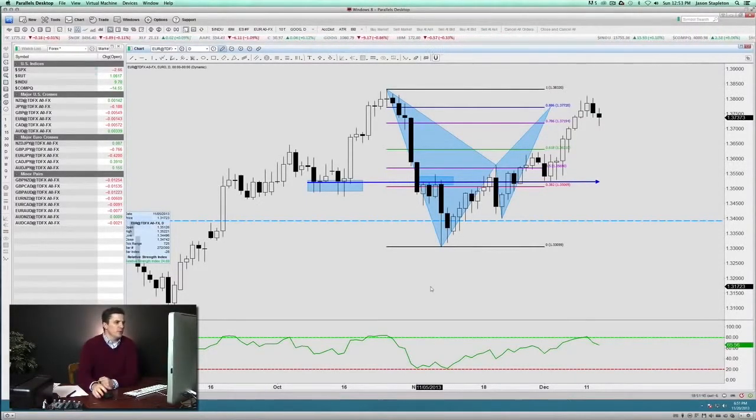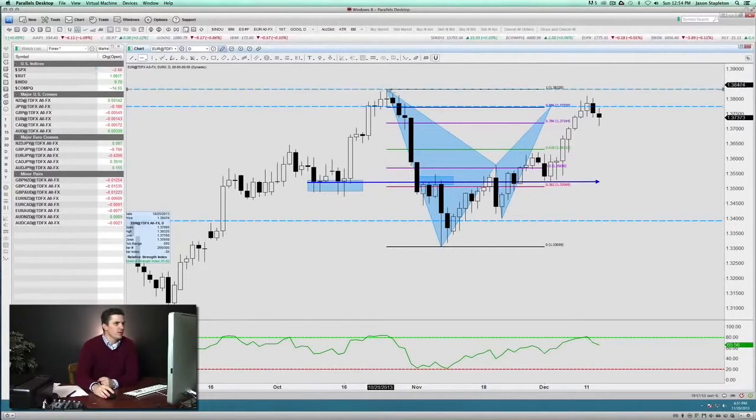If you remember last week, we talked about the bat pattern that was setting up on the euro dollar here, and that bat pattern, we actually ran up into that 886. And remember, on these bat patterns, what we're looking for is that 886 completion. We're looking for the market to reverse somewhere between the previous high and the 886. As you can see, we ran right up into that 886. Market went just a hair higher than that and now has pulled back off of it.